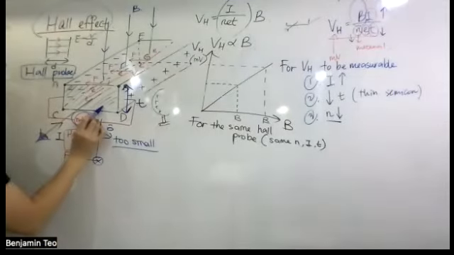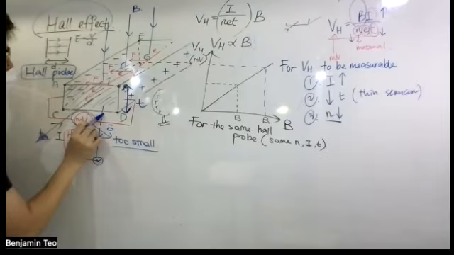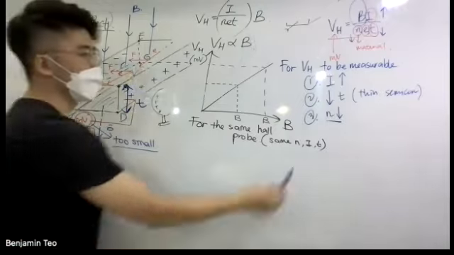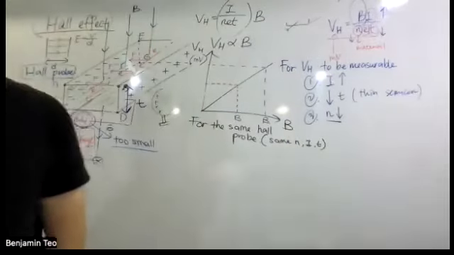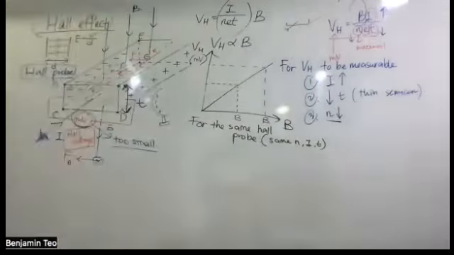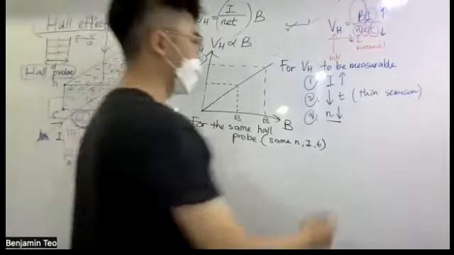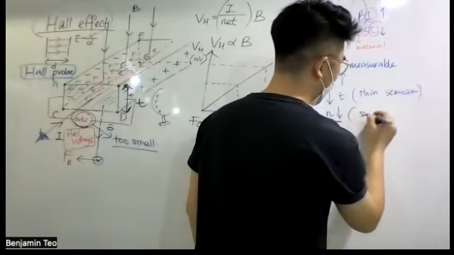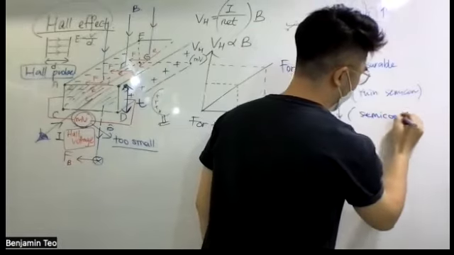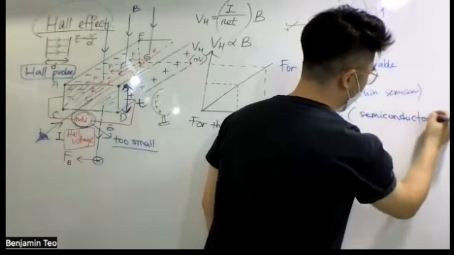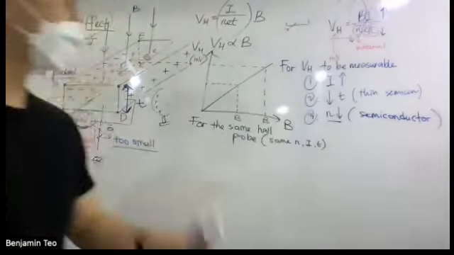The question will ask, if I use copper, what will happen? What will be the difference if I use copper, metal, or a semiconductor? The difference is because of the N. One has higher charge density, another one has lower. So semiconductor. That's the first way you can reduce the N.